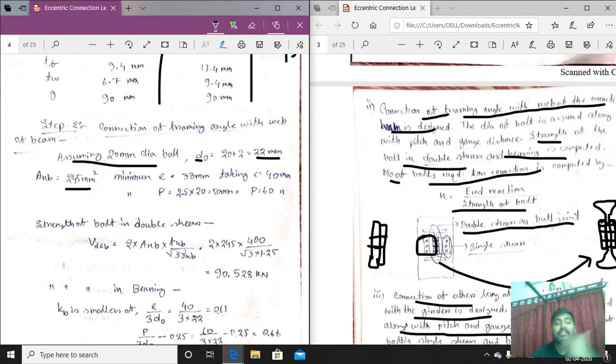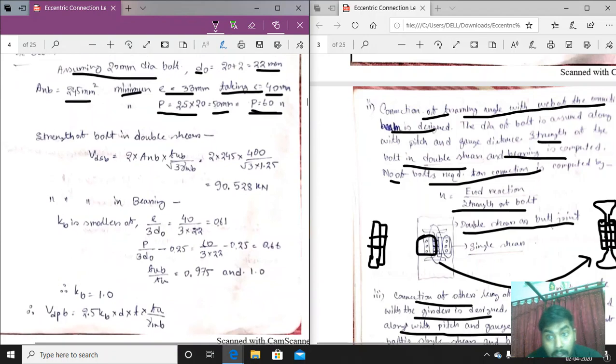This is the value. Then the minimum e, that is the edge distance, is equal to 33 mm. From the chart that value is also given, that is 33 mm, and pitch equals 2.5 into 20, that is 2.5 times the diameter of the bolt. So this is 33, taking the value to be 40, this is 50, taking the value to be 60. So this edge and pitch distance we will provide.